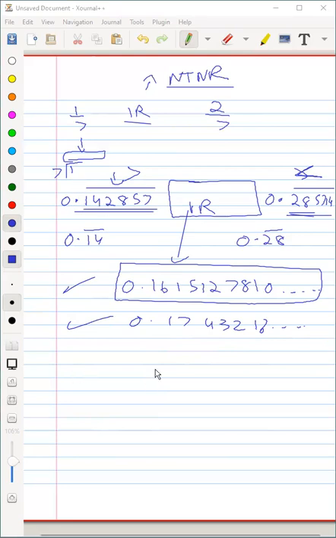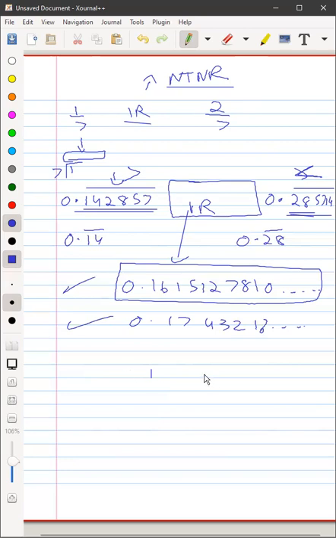So we are inserting an irrational number between two rational numbers, rational number 1 and rational number 2.